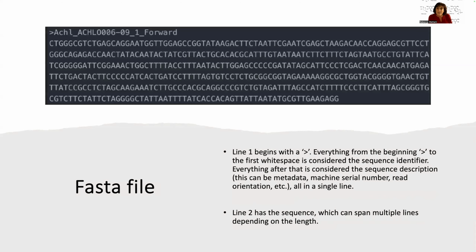The FASTA file is a little easier. The first line always begins with this little greater than sign. It's got information here, and generally it'll say something that indicates to you that it's a read file, like forward or reverse or something like that. For those of you who know, a config file looks a lot like this too. It starts with an identifier and then it's got the sequence that can span multiple lines. And you see this for a lot of those long reads. And so that's basically it.